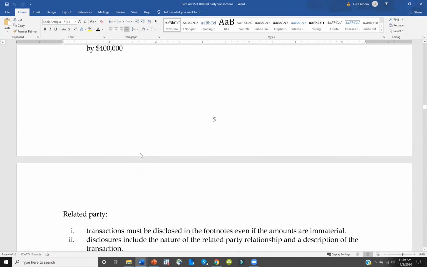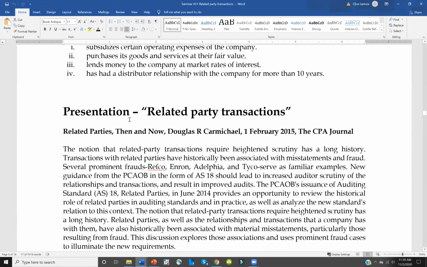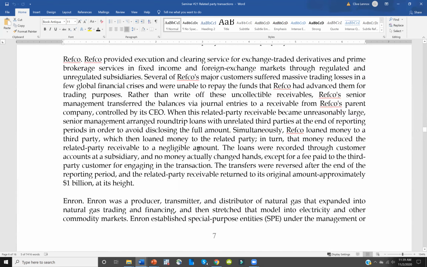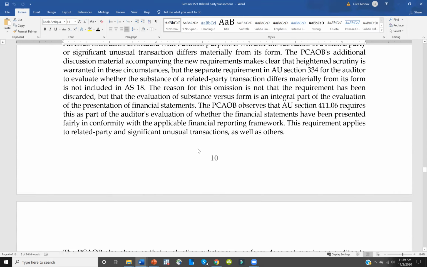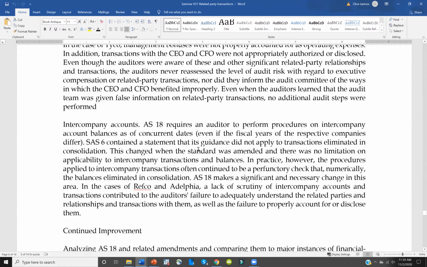And then there are some multiple choice questions, and then there is a student presentation that's going to discuss some US companies that were also involved in fraudulent related party transactions, in particular Refco, Enron, Adelphia, and Tyco. At the end of that presentation, the students are going to be talking to us about the following questions. Scroll down to the bottom.